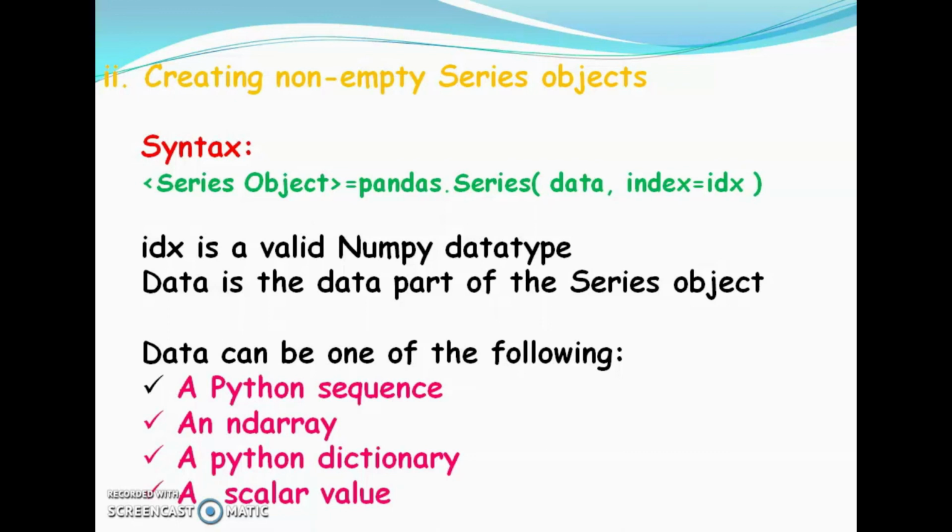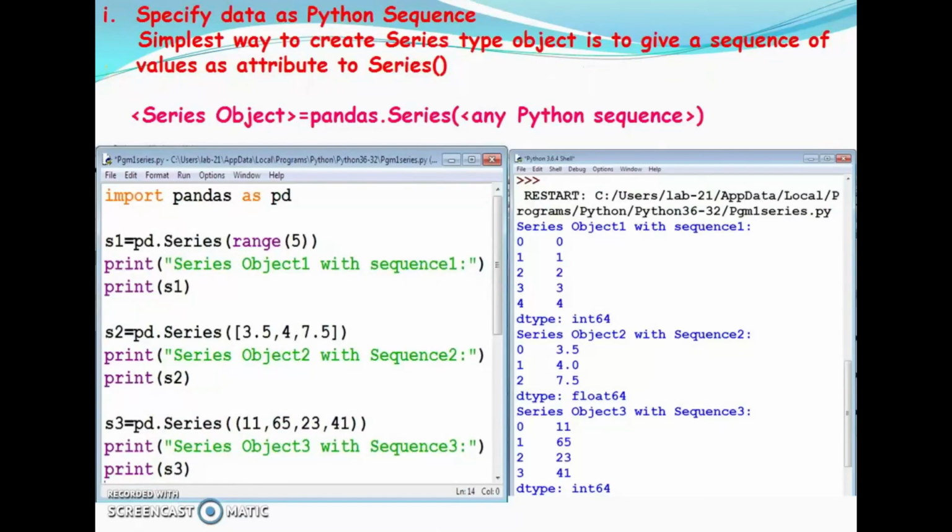So there are two different types of series object, an empty series object and a non-empty series object. How to create the empty series object, and how to create the non-empty series object. Okay. Then next, specify data as a Python sequence. The simplest way to create a series type object is to give a sequence of values as an attribute to Series. Attribute means argument.